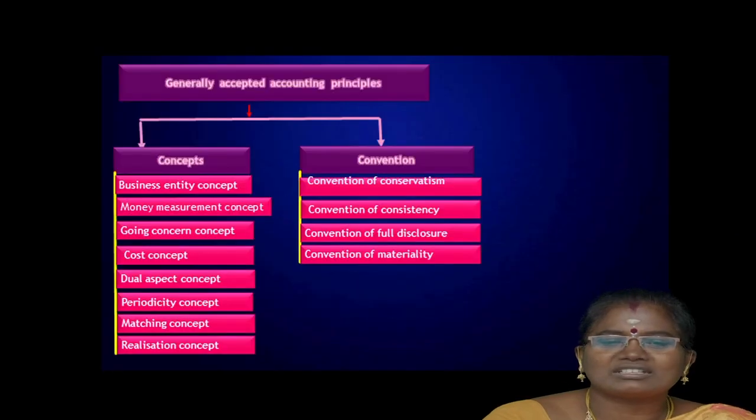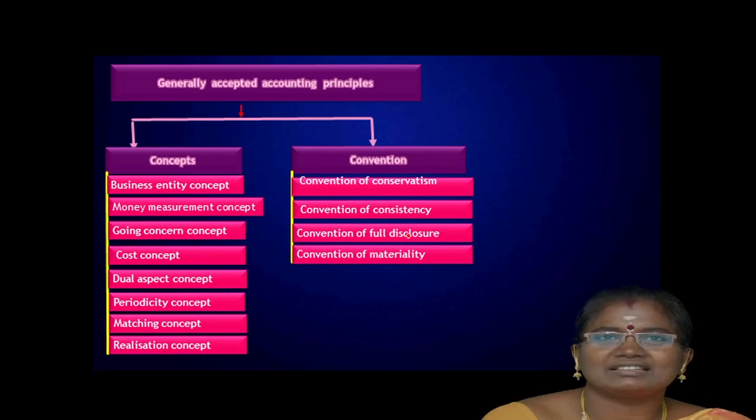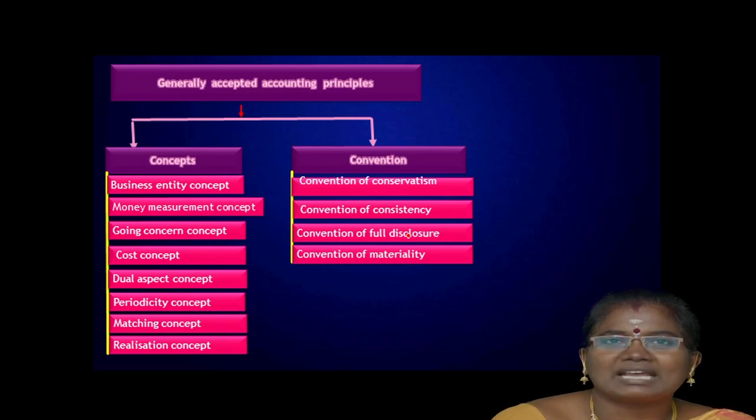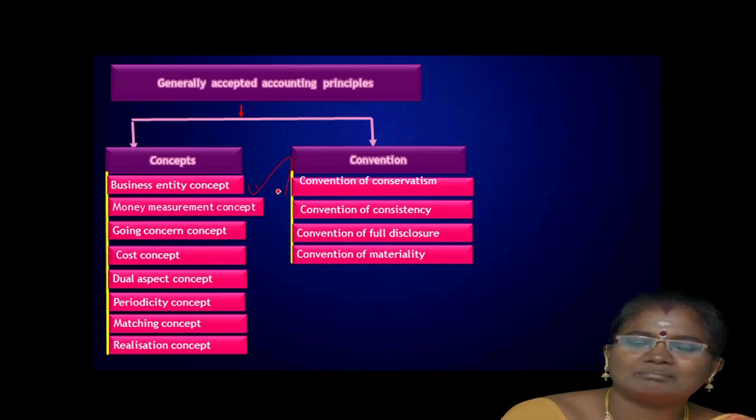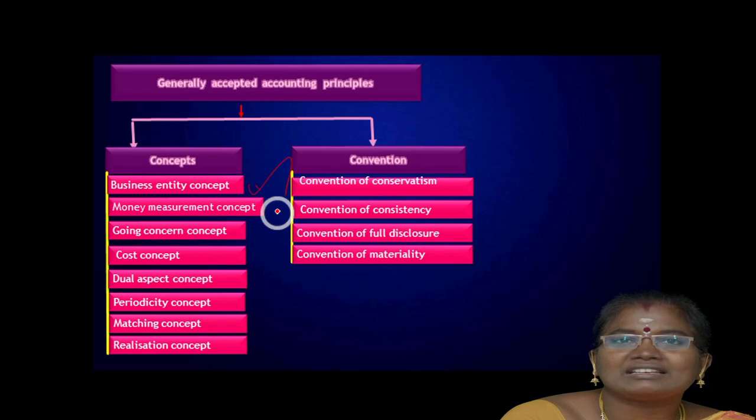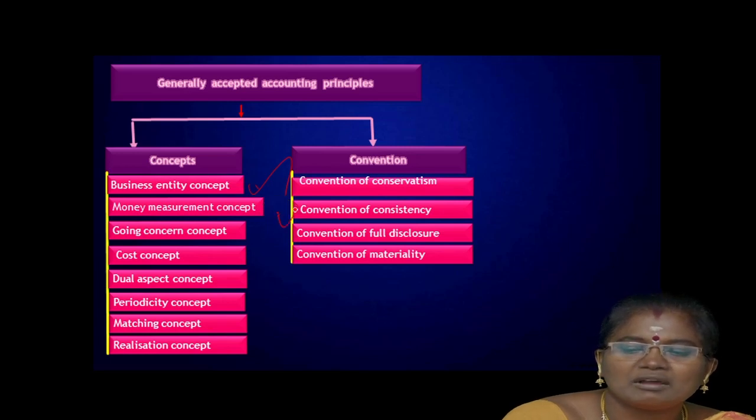Previously we have seen what generally accepted accounting principles and concepts are. Now we'll see, in a nutshell, what we have revised previously: the concepts and conventions of accounting principles. First we'll see the business entity concept. Business entity means the owner and the business are different. Money measurement concept, in which we will only record the transactions which are in terms of money.